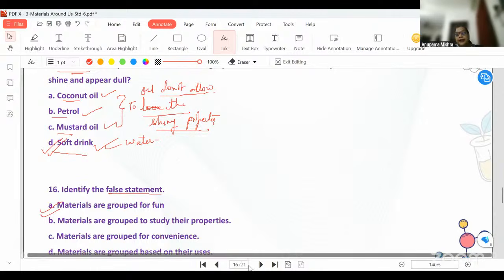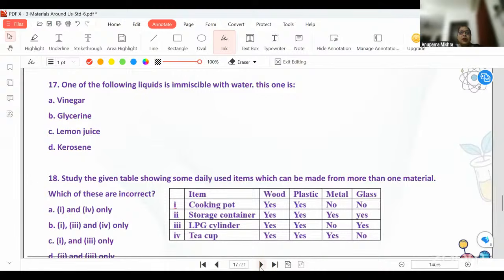Let us go to the next question, that is questions 17 and 18. One of the following liquids is immiscible. Now, what do you mean by immiscible? That is insoluble. This one is what? Vinegar, glycerin, lemon juice, kerosene.